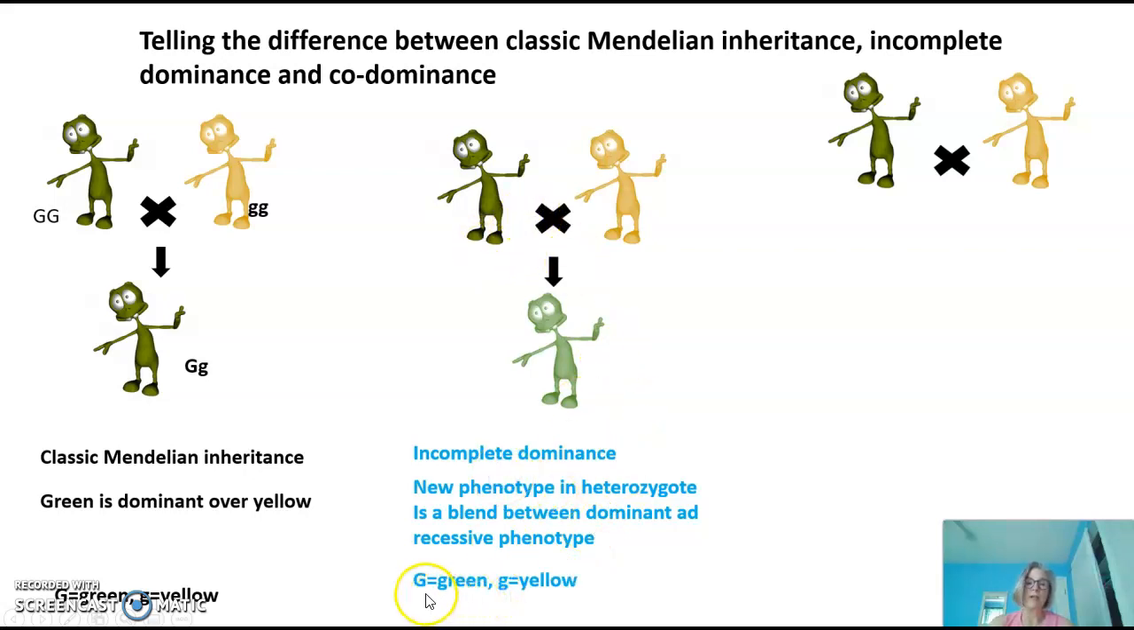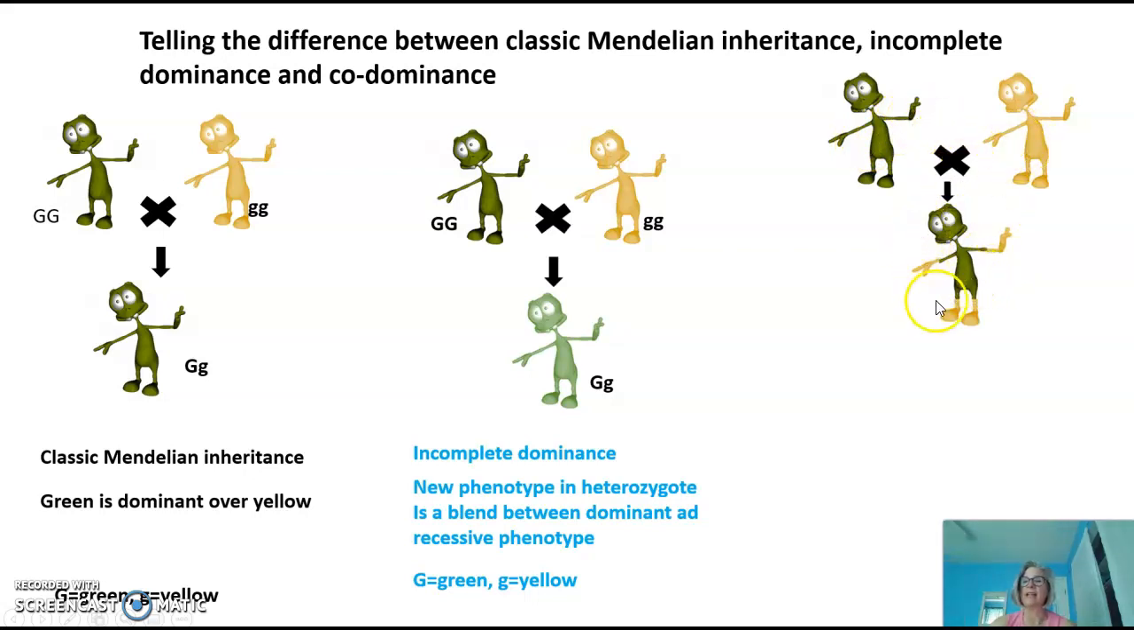So in this case, we could still use the uppercase G for green and the lowercase g for yellow, so the parents would have the same genotypes as in the original cross. And the heterozygote would also have this same heterozygote genotype, but knowing that it shows incomplete dominance, it has a third phenotype.